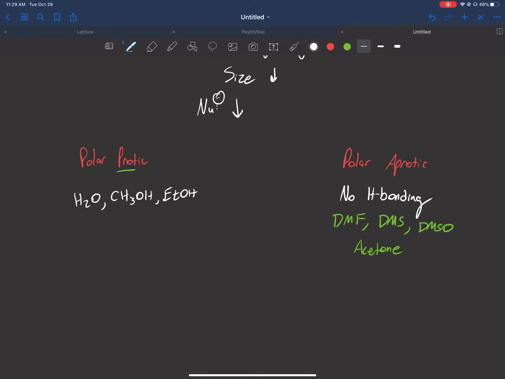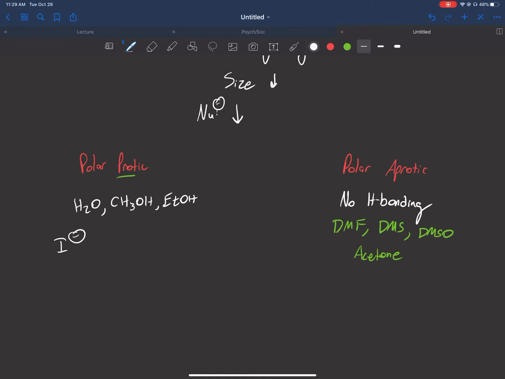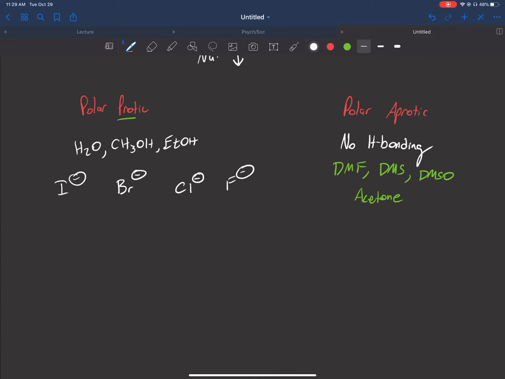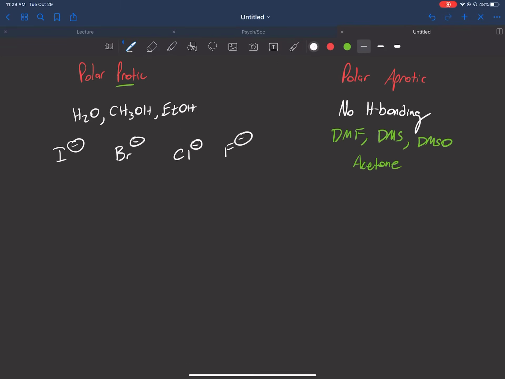So if we look at iodine here, remember we were saying we look at solvent when we're comparing things in the same column. Br minus, Cl minus, F minus, right? So what happens if I put fluorine in a polar protic solvent? So I take fluorine with its negative charge and put it in water, let's say.